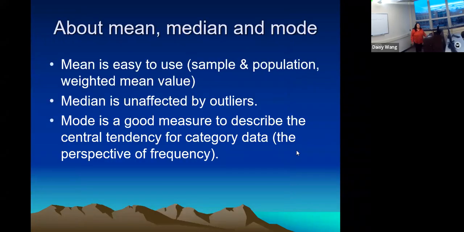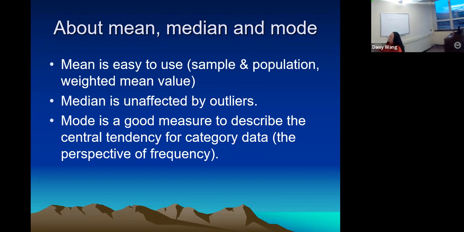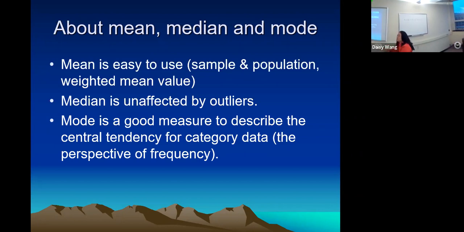So about mean, median, and mode. Mean is easy to use because we will have a sample and we use the sample to predict the population, and we can calculate the weighted average and weighted mean. And median is for when we have outliers, the mean number might be affected. So in that case, we can look at the median. It will tell us what's the median.